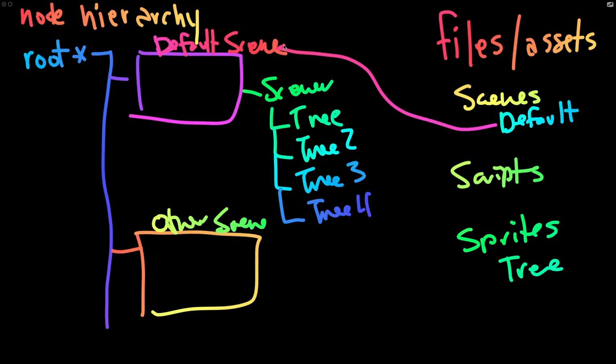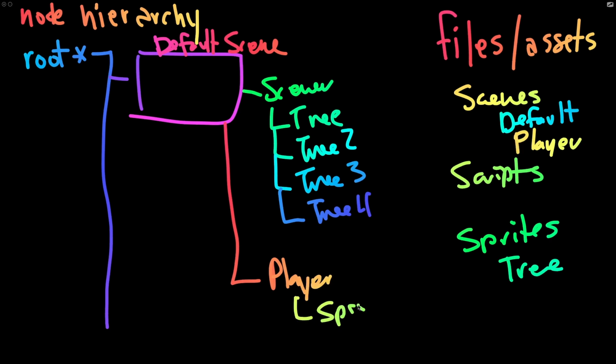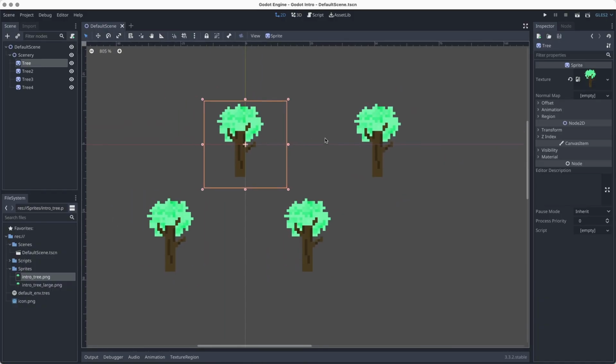The scene is also a reference to the default scene, and we can also put scenes inside of other scenes. Eventually we'll also add the player as a separate scene, and it will have its own script and its own sprite. Now let's go over some of the basic tools in our scene window.